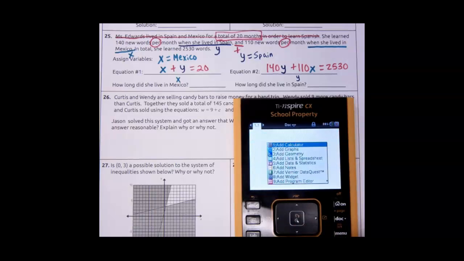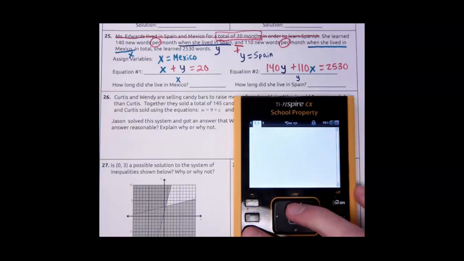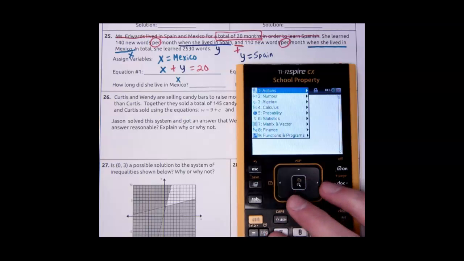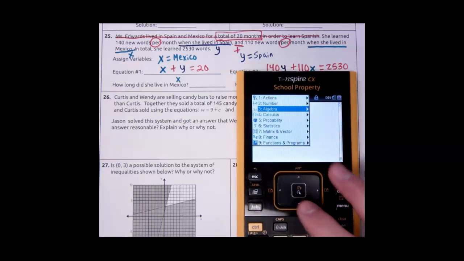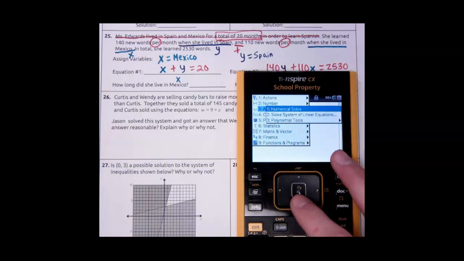Don't save. Add calculator. Okay, so once I'm here, you should be familiar with how to get here now. I'm going to go down to Menu. My finger is right here, Menu. I'm going to go Menu, and then we're in Algebra class. I'm going to go to number 3, Algebra. And then this is the same place.